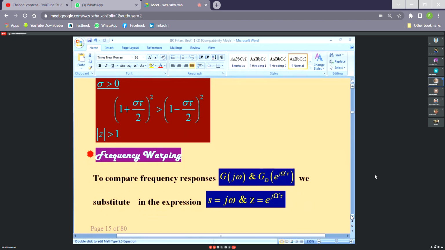When we design any filter, what property of the filter gives you an idea about the behavior of the filter? Obviously, the frequency response. So here, let us try to compare the frequency response of the analog filter under consideration, which has been discretized, and the frequency response of the equivalent digital filter. The analog filter frequency response is G(jω), while the discrete time filter frequency response is Gd(e^{jΩ'τ}).